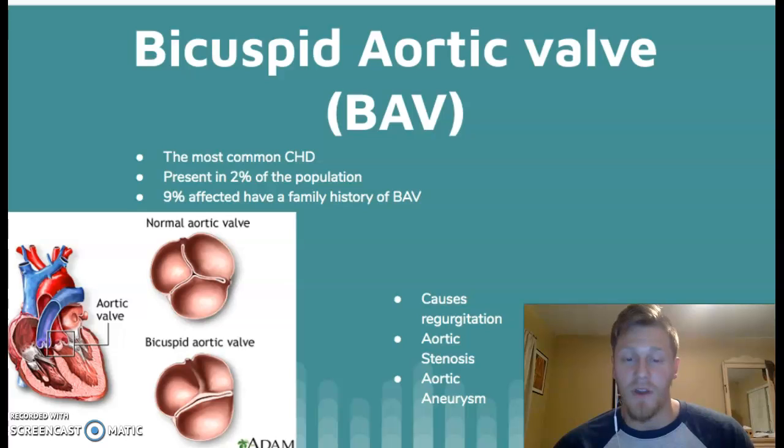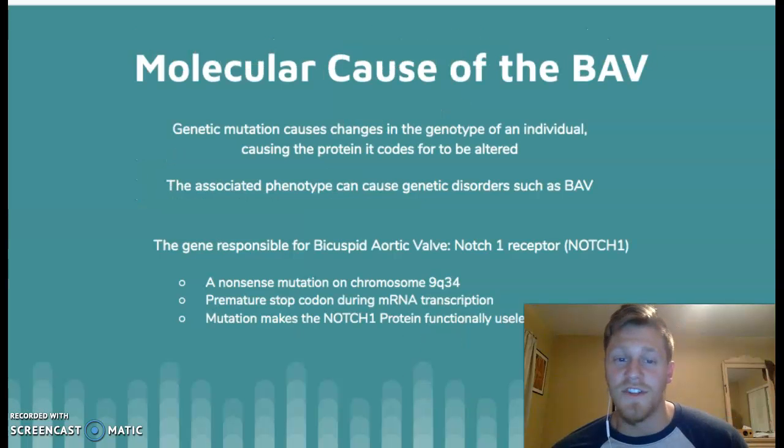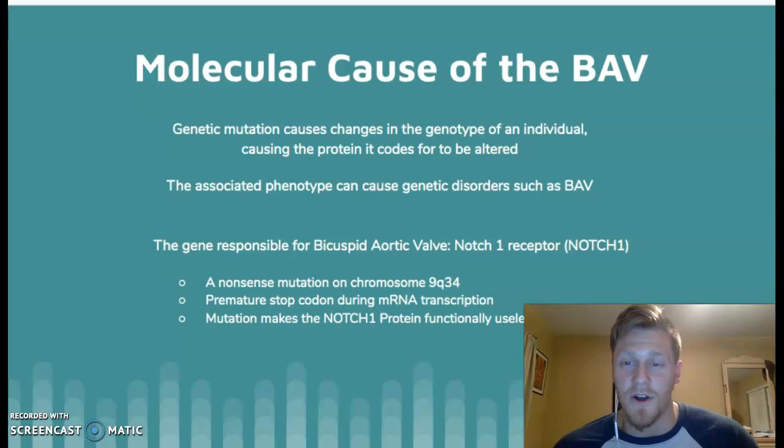It's incredibly common, so I was able to get a lot of good information about how it's passed down. In general, genetic mutations cause changes in the genotype of an individual, causing the protein it codes for to be altered, and that can a lot of times make the protein non-functional. The associated phenotype can cause genetic disorders such as BAV. The gene responsible for bicuspid aortic valve is the Notch1 gene. It affects the Notch1 receptor.